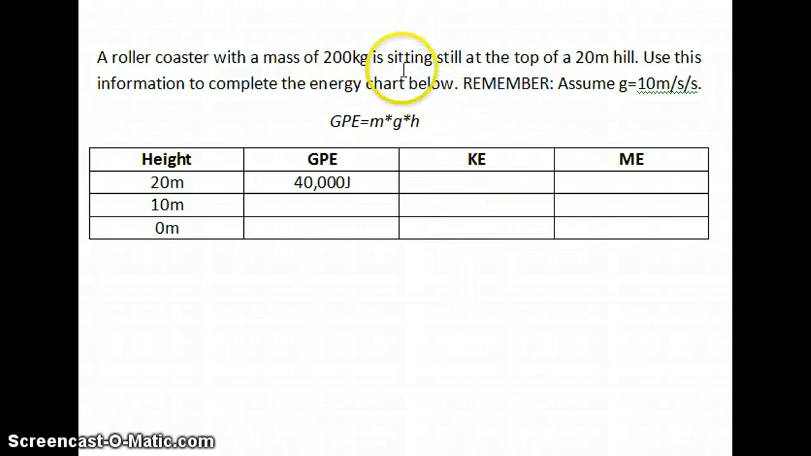The scenario tells you that this roller coaster is sitting still at the top of the 20-meter hill. If it is sitting still, it is motionless. And if there isn't motion, there isn't kinetic energy. So kinetic energy is equal to 0 joules.